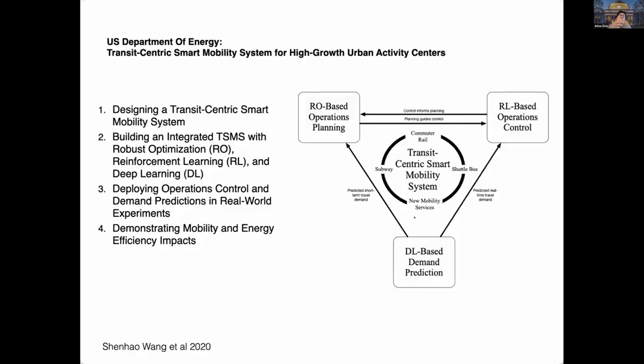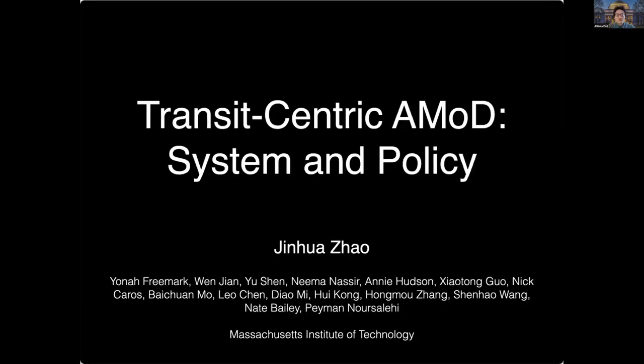Lastly, I should mention that we're working with US DOT on a project to continue this line of thought, developing the transit-centric smart mobility system while integrating robust optimization, reinforcement learning based control, as well as deep learning based demand prediction to continue this type of research. But thank you. So I will pause here.